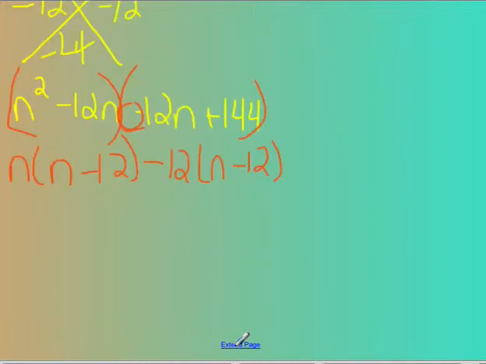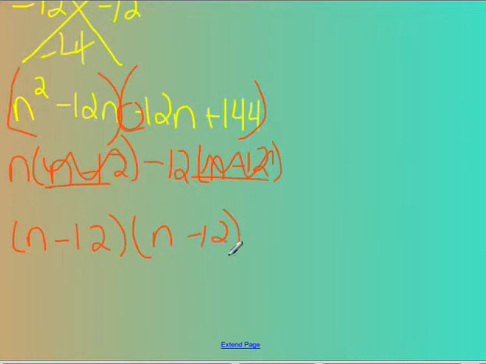And now I notice that my leftovers are matching. So I'm going to go ahead and factor out those leftovers. And once I've factored those out, I'm going to write what's left after that, which is n minus 12. So again, I notice I have the same parenthesis written twice.